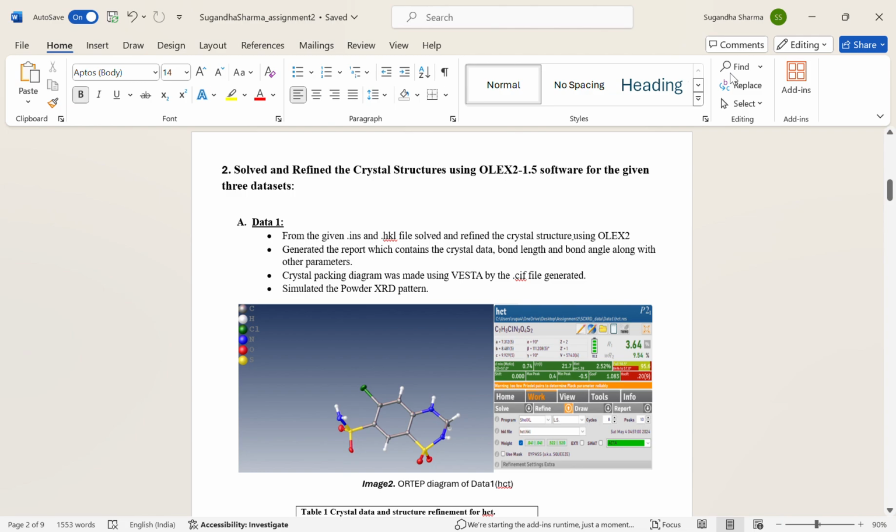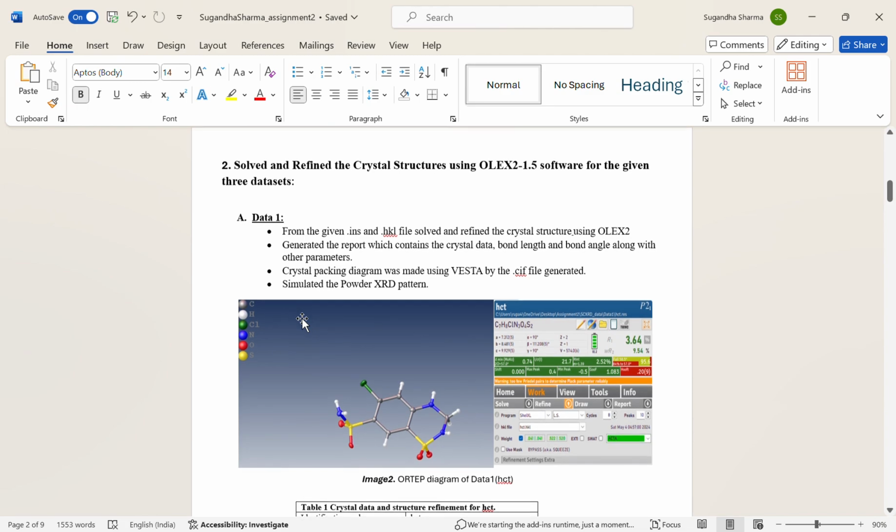As we applied the atoms first and then refined, we got some high R value, but after refining it three, four, five times we got acceptable R values. So this was the plausible structure for the first data which we got. Next, from the HKL and INS files we solved and refined using the OLEX2 software. We generated the report which contains the crystal data, the bond length and the bond angle along with the other parameters, whose tables are given below.